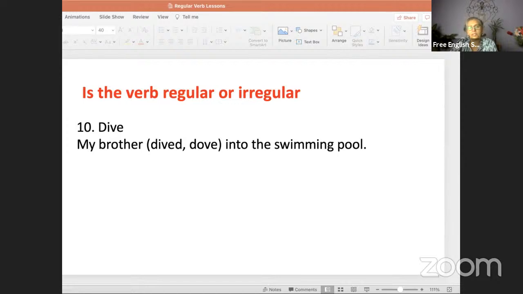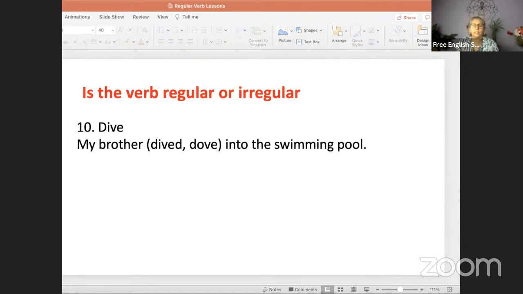It's dived. Dive, dived. I don't think so. It's a dove. It's dived. My brother dived into the swimming pool. Yes, dived. Yes, Narayan, you are correct. Yes, your guess is correct. It's dived. It's not dove. Yes, my brother dived into the swimming pool.